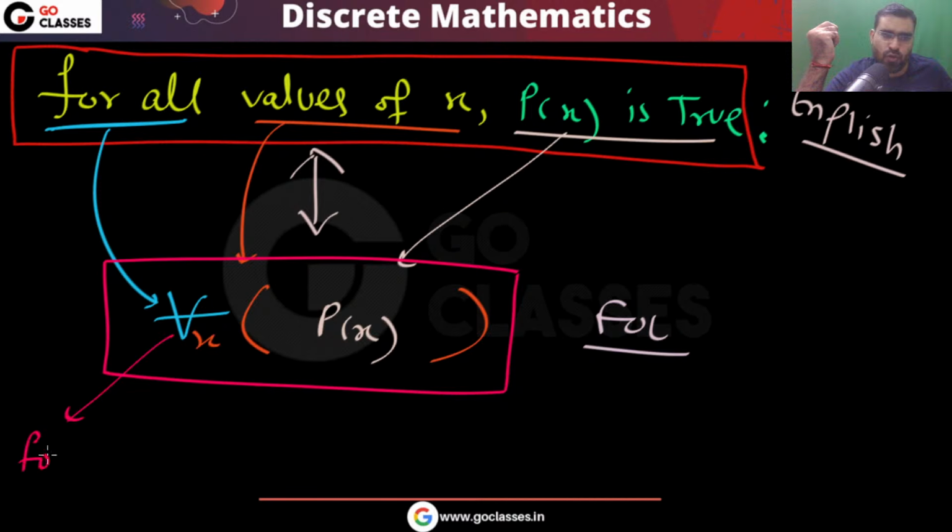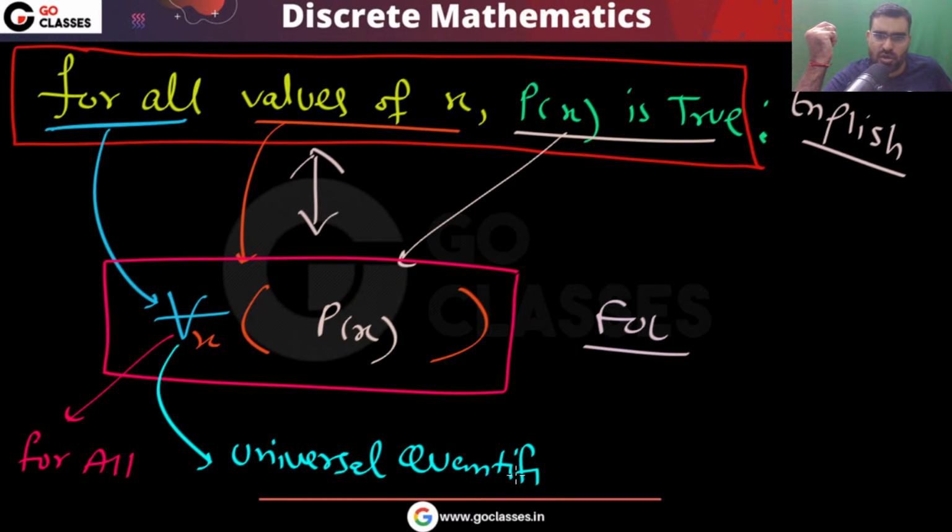This symbol is called for all, or you can say the name of this symbol is universal quantifier. Okay, this is the name of this symbol. This symbol has the name for all, or you can call it universal quantifier. So you can see, for all values of x, px is true. This is how you can write it.